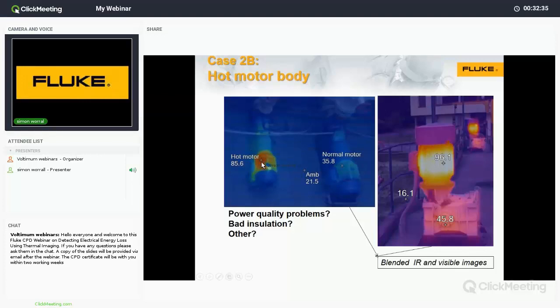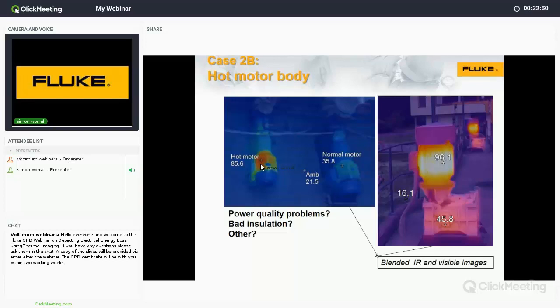Using the thermal imager on screen, we can see we've got 2 motors doing similar things. We've got the normal one running at under 40 degrees. We've got the hot motor at over 85 degrees. This will do a number of things.